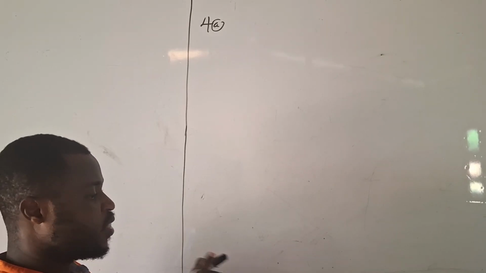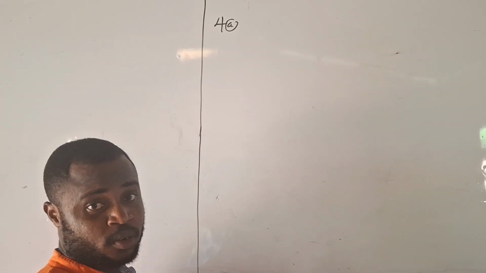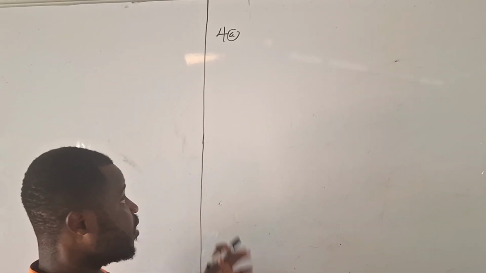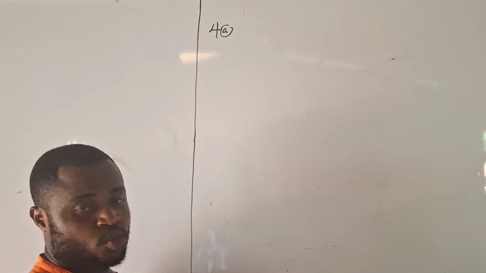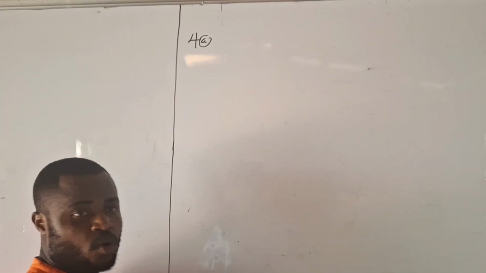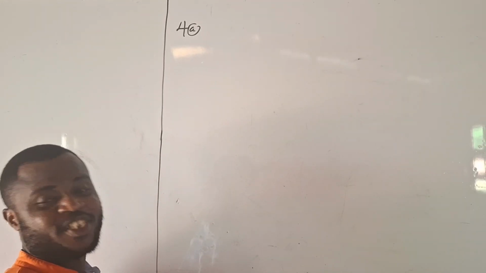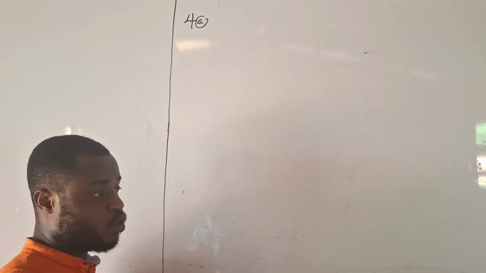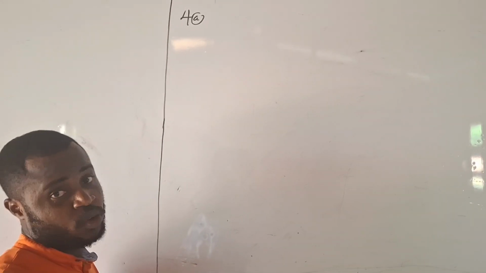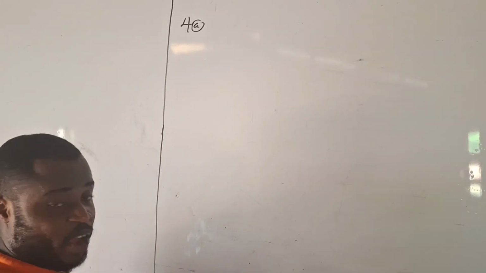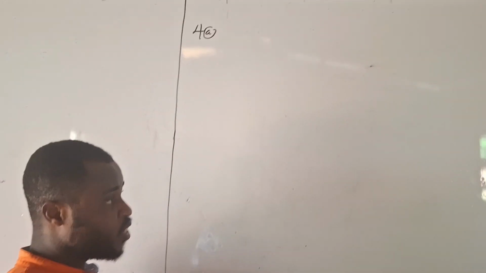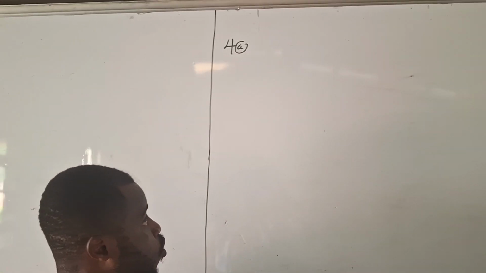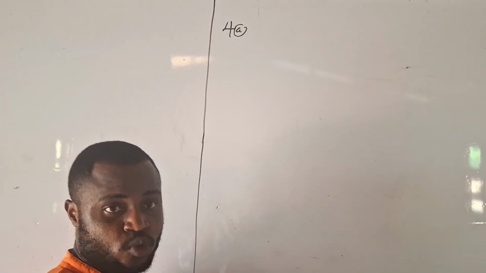First, how many sides does the polygon given have? 5 sides. So you have to know the sum of interior angles of a 5-sided polygon, which is a pentagon. And you know the formula, how to calculate for it. If you have forgotten, watch the previous videos, you are going to understand. It's 540. So don't just start the calculation. Know where you are summing them up to.